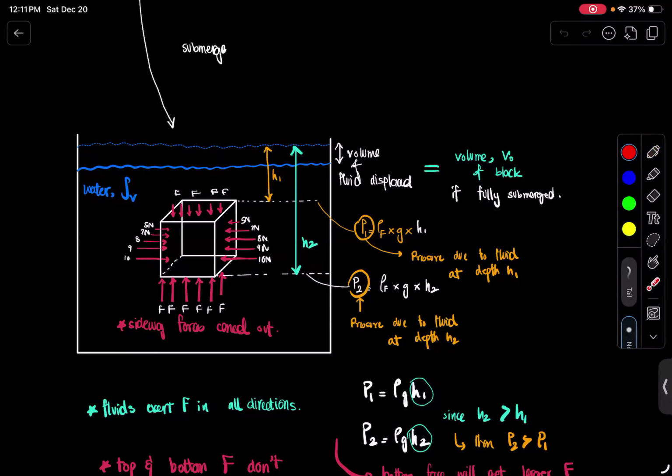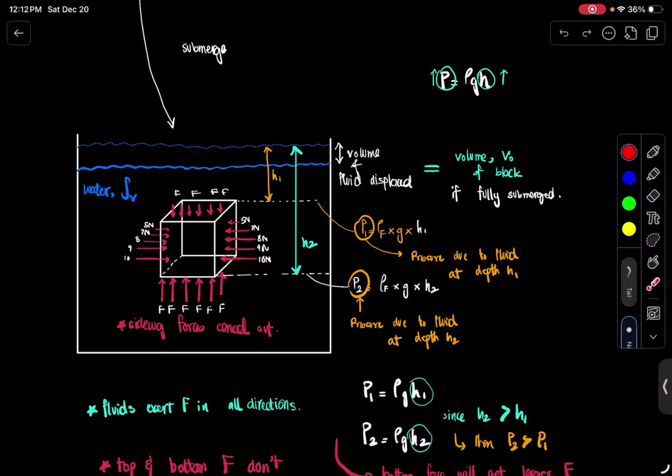Now, if you remember pressure in fluids, pressure is equal to rho gh, right? At a higher depth, you have a higher pressure due to the fluid. So what would be the pressure at the top part of the block? That would be P1, which is equal to rho gh with the height h1. And what would be the pressure at the bottom part of the cube? That would be P2, which is rho gh with the height, or depth, of h2.